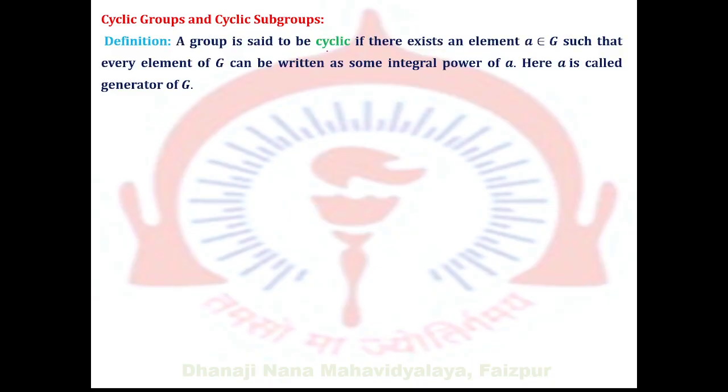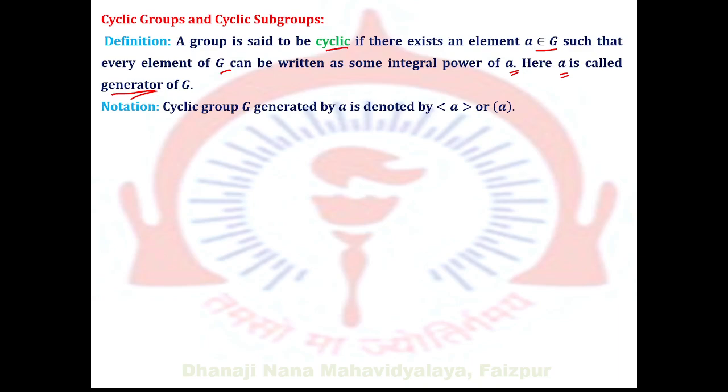A group is said to be cyclic if there exists an element a belonging to G such that every element of G can be written as some integral power of a. So here every element of G we can write as some integral power of a. Here a is called the generator of that cyclic group.